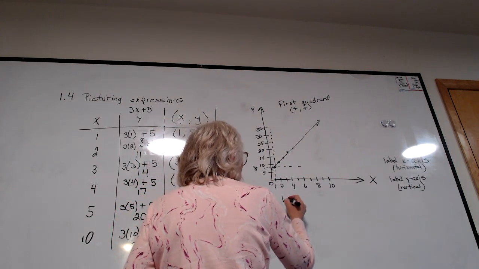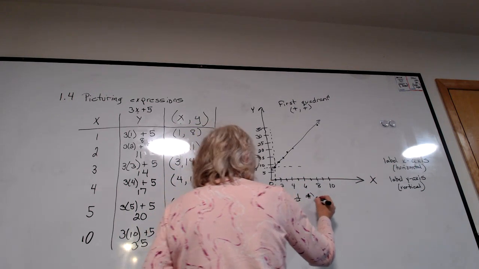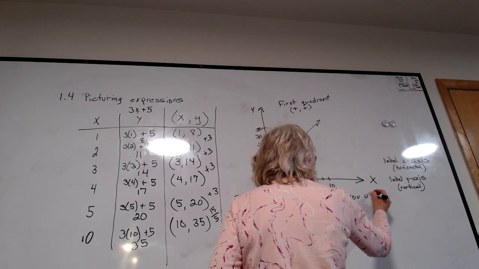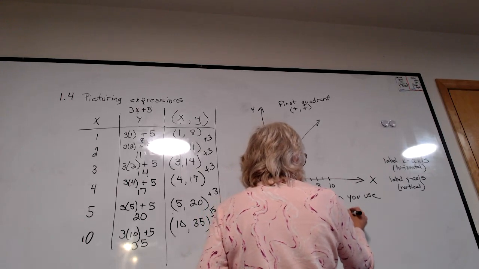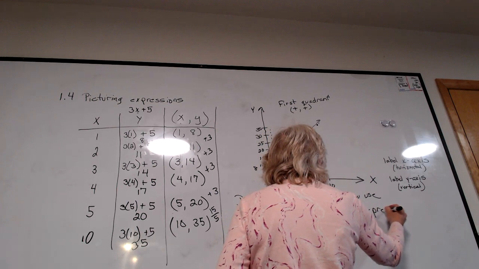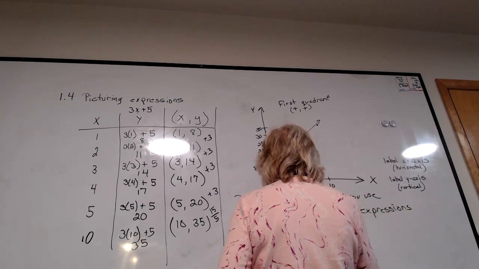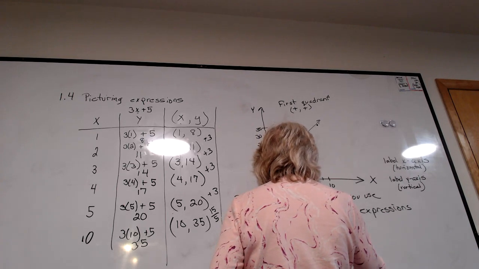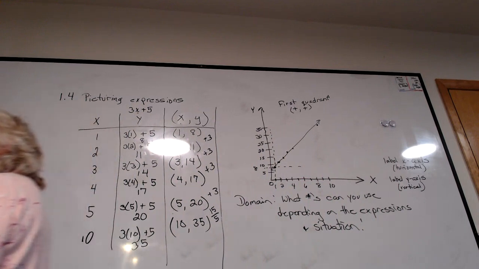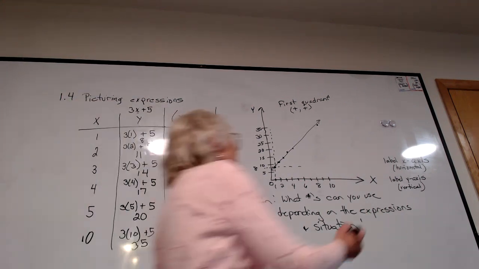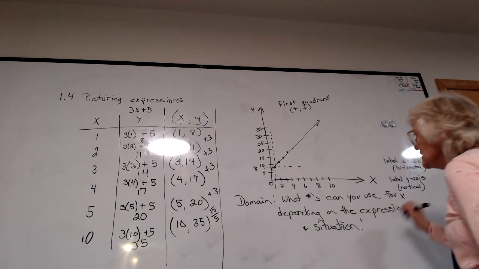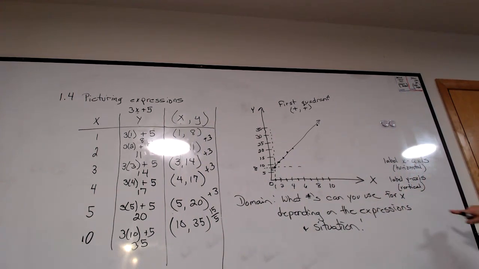domain is what you can use, what numbers can you use, depending on 2 things. Depending on the expression, because some expressions you can't use all numbers, and the situation. Okay, so a domain is what numbers can you put in for x, basically. Depending on the expression and the situation. Okay, we're going to talk about several of these. So this is a domain.